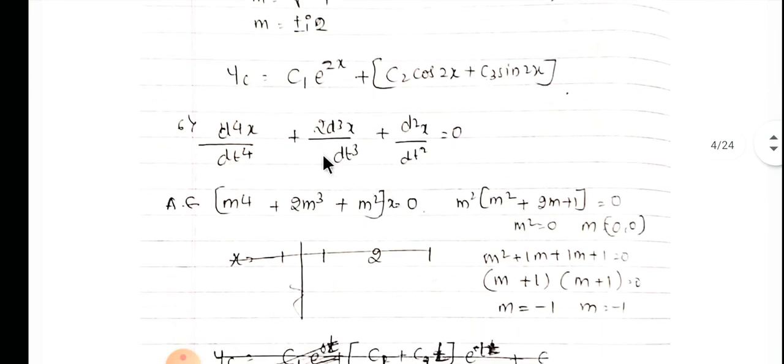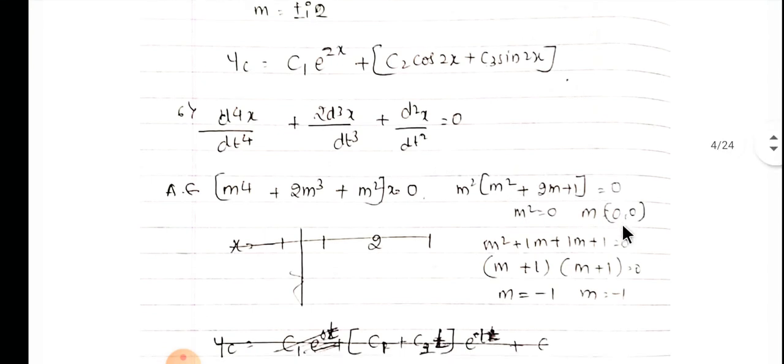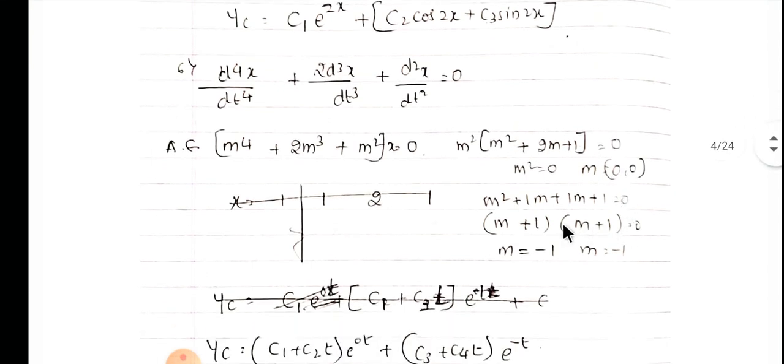And the next example, d to the power 4 x divided by dt to the power 4 plus 2 d cube x divided by dt cube plus d square x divided by dt square, which is equal to 0. For this equation, I am writing the auxiliary equation, that is m to the power 4 plus 2m cube plus m square, which is equal to 0. If I take m square out, I am left with m square plus 2m plus 1. m square is equal to 0, and this, if I factorize, I am going to get roots as m equal to minus 1 and minus 1.